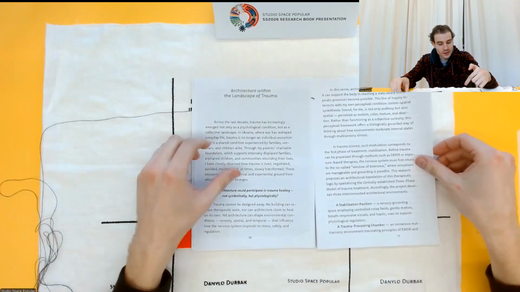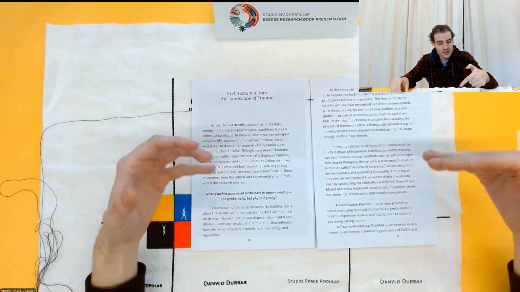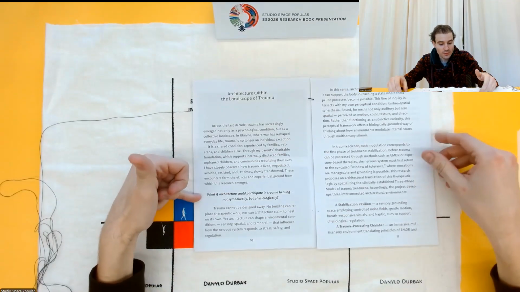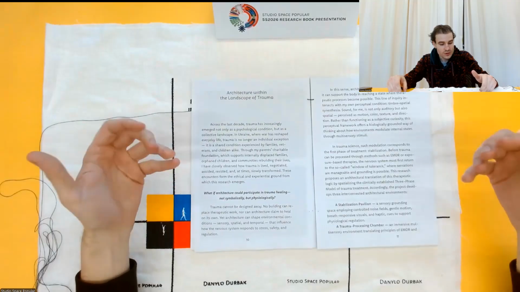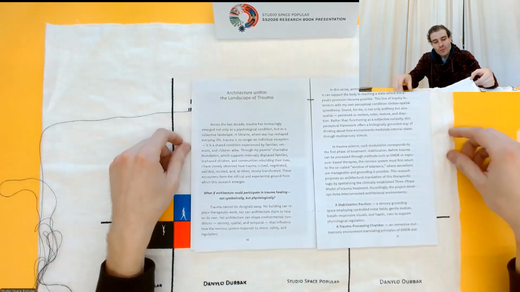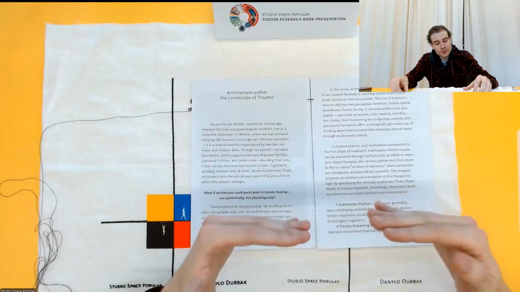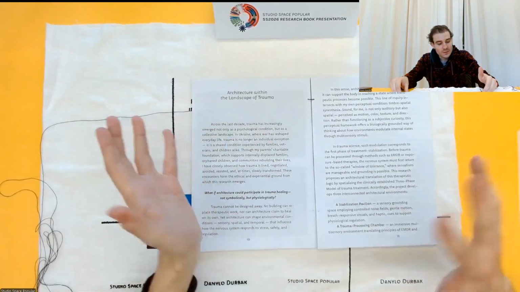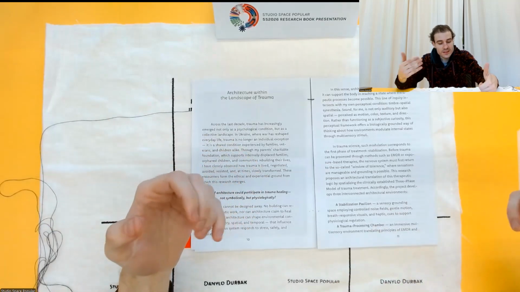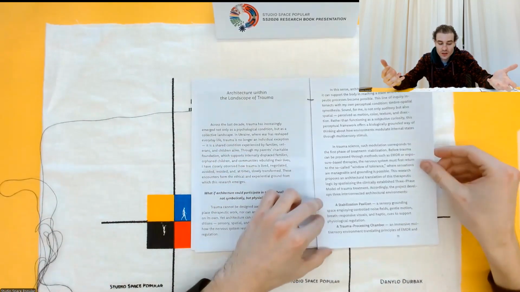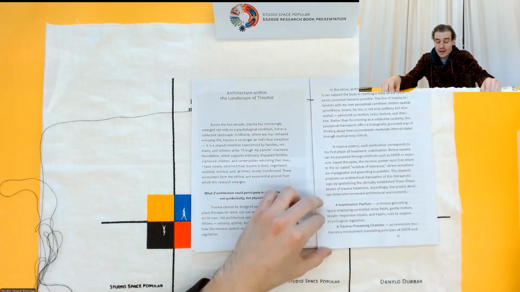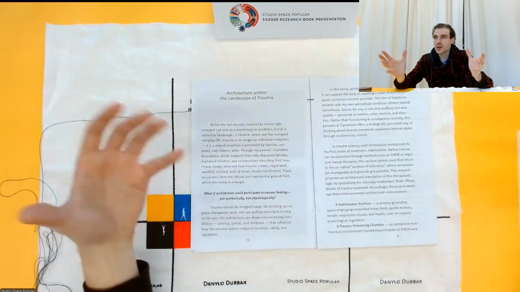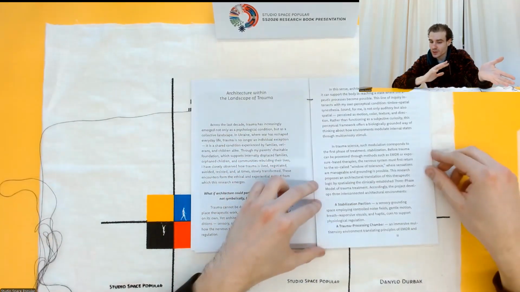And I also started to study architecture within the landscape of trauma. What if architecture could participate in trauma healing, not symbolically, but physiologically? And it's quite a complex topic because it has so many branches, and most of the time in pre-diploma, I was looking for the best answer, and I now understand that there's no best answer. There's only everything that we can do and study and exchange knowledge.